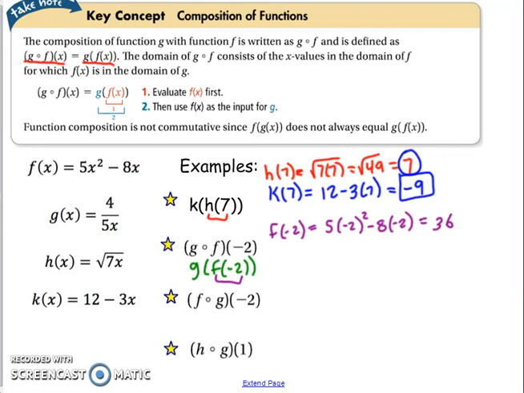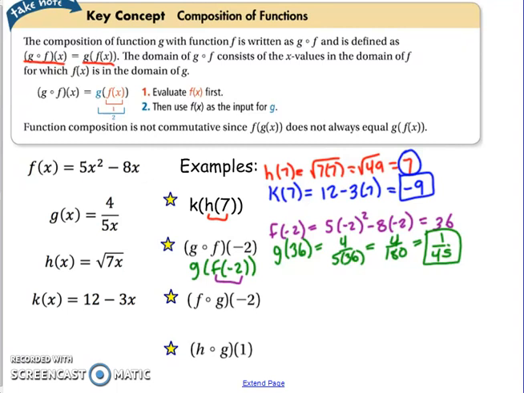Okay, so 36 is what we're going to plug into the g function. So now we're doing g of 36. It's 4 over 5 times 36, which is 4 over 180, which we can reduce to 1 over 45. So 1 over 45 would be our final answer.